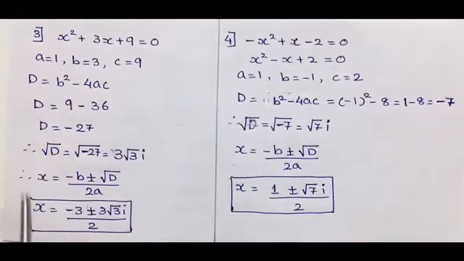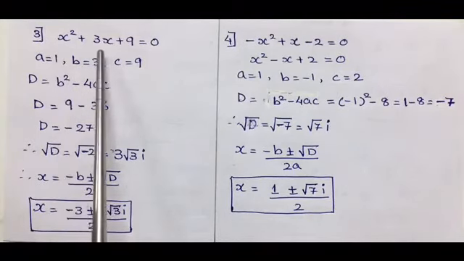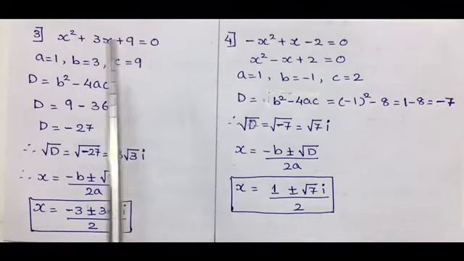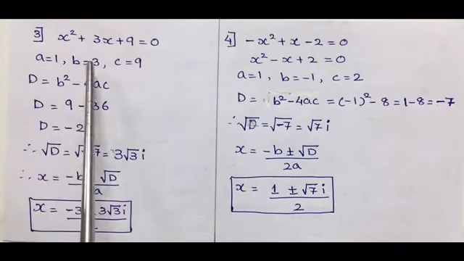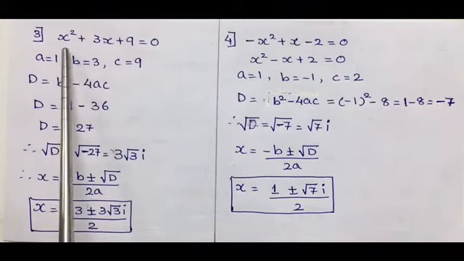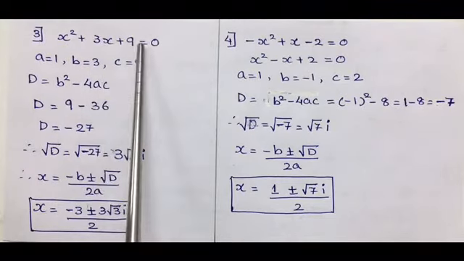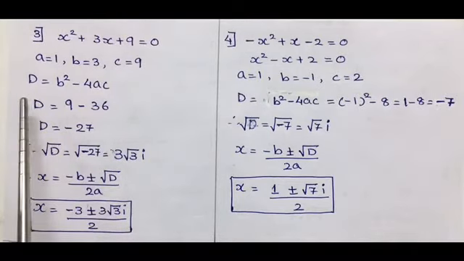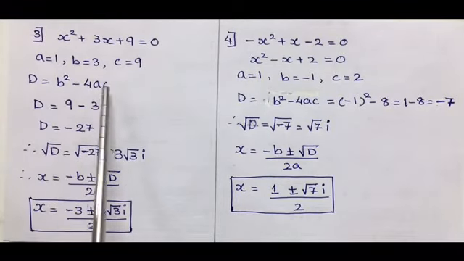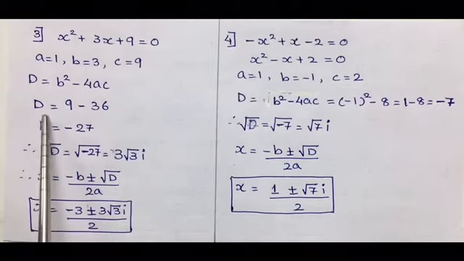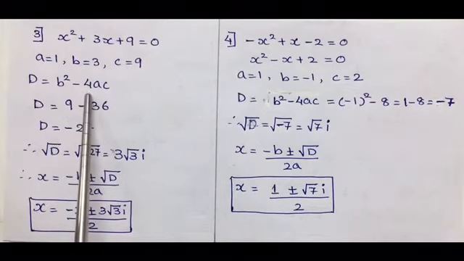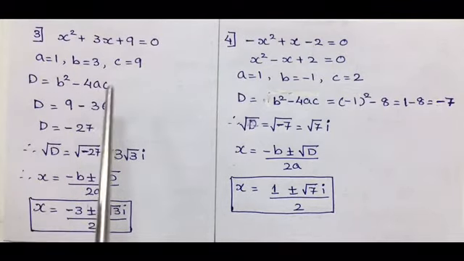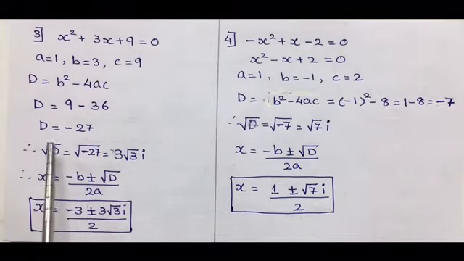Question number 3. The equation given is x square plus 3x plus 9 equal to 0. Initially, the first step will be collecting the values of a, b and c as the coefficient of x square, x and constant respectively. Calculating D by using b square minus 4ac, D will become 9 minus 36 by substituting the values of a, b and c. That gives the value of D as minus 27.